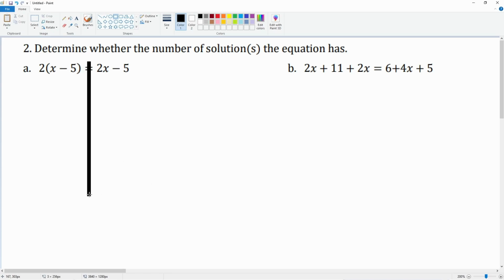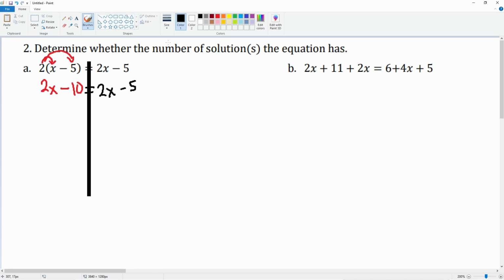And then here, we're now going to attempt to solve. Notice that we have the 2 in front, so we're going to distribute. 2 times x is 2x. 2 times -5 is -10. We bring down the equal sign. We bring down that 2x minus 5, right?